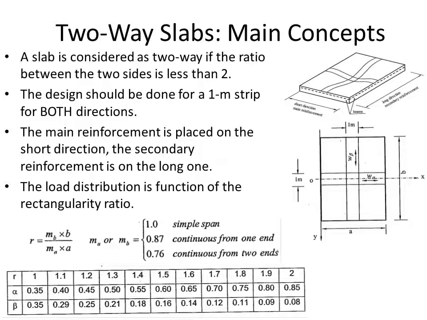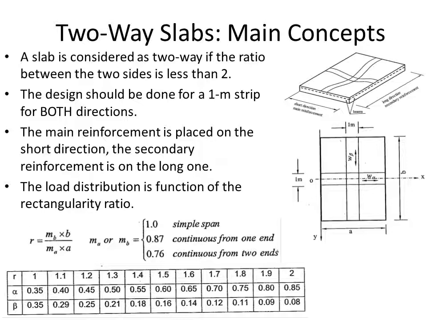This rectangularity ratio depends on a factor m per direction. And there is the dimension. So if one direction is simply supported and the other is continuous, the situation will change a little bit. For a simple span, m is 1. For continuous from one end, it's 0.87. For continuous from two ends, it's 0.76. So for an R of 1, both are equal actually.